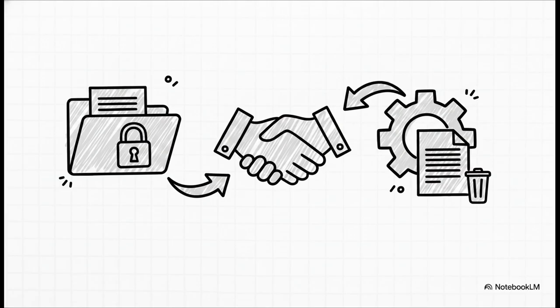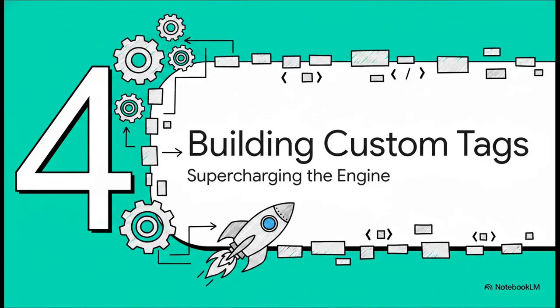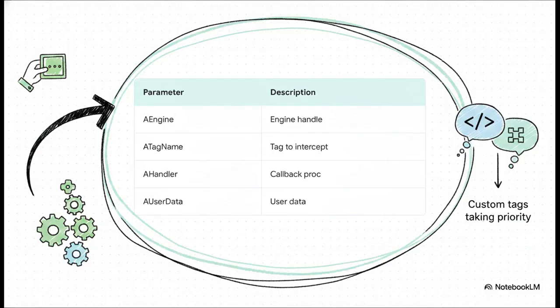That returns a static buffer, so definitely don't try to free that. All right, let's look at part 4, building custom tags and supercharging this engine. Extensibility is where this goes from a neat tool to a production-ready powerhouse.